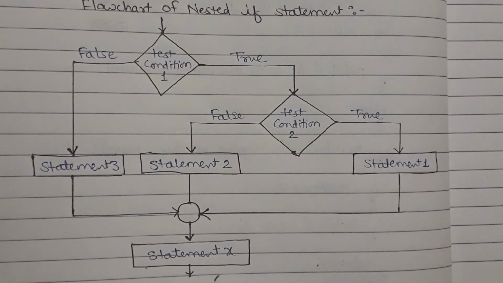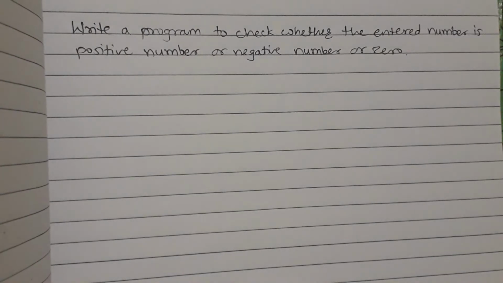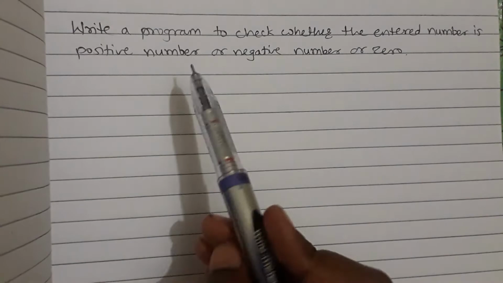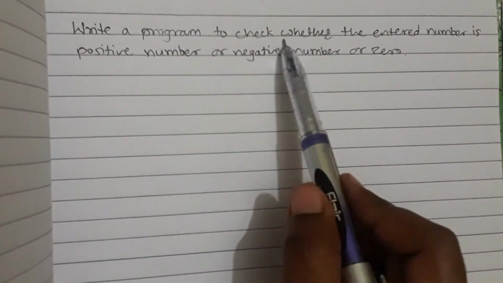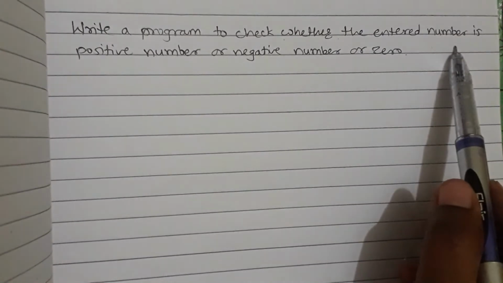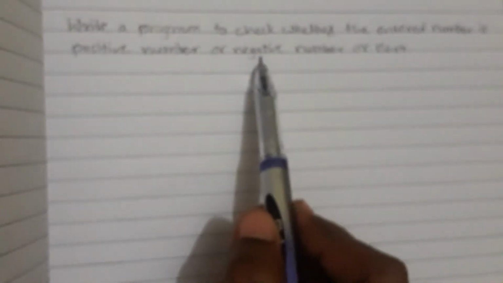Now we will see one example. In this program, we will write a program to check whether the entered number is a positive number, a negative number, or 0.